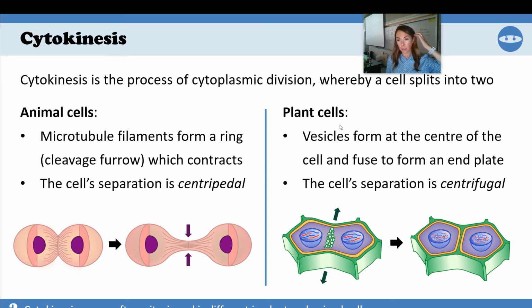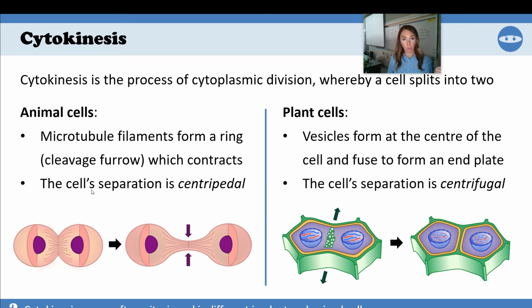Versus in plant cells, the vesicles form at the center and they fuse here, right? So it's almost like pinching something into 2. This is almost like vesicles, they form at the center to create an end plate and then they separate. So they almost like build something new and then separate, right?